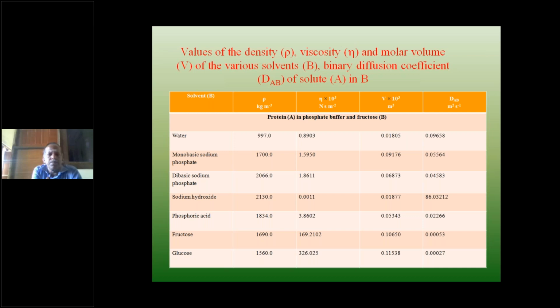This table shows the different solvents available in the system and their respective density, viscosity, and the molar volume V. All these three are required for the calculation of diffusion coefficient. These are standard values we have taken from literature. Using the standard values, we have to calculate the binary diffusion coefficient, DAB. The binary diffusion coefficient has to be substituted for determining the multi-component diffusivity.